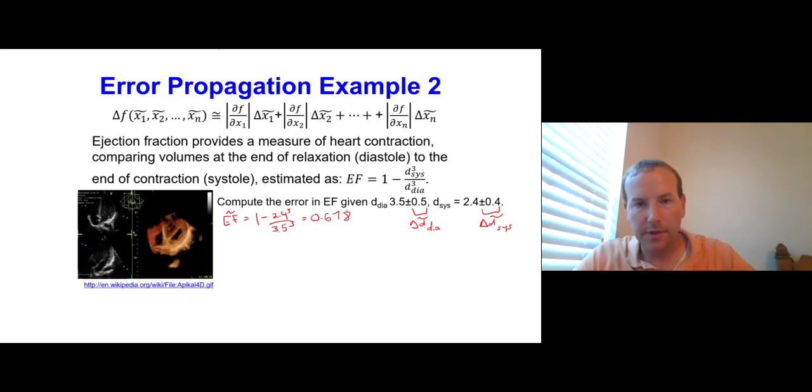The next thing that we need to do in the equation above is take the first derivative with respect to each of the variables. I'll do that over here on the left. We say the rate of change in the ejection fraction with respect to d-sys is going to be given by, so we're taking this original equation and taking the partial derivative with respect to d-sys, and so you'll get negative 3 d-sys squared, and then nothing happens to the other term.